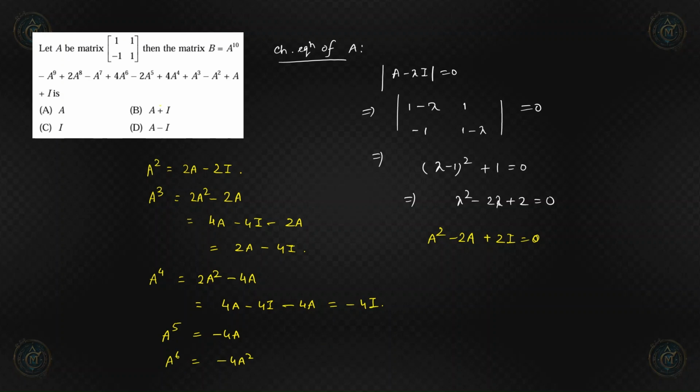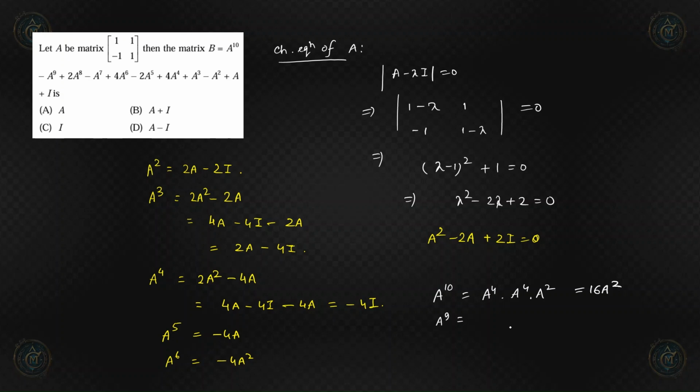So we can simplify these terms in terms of a square, a and i, right? So let us write this. We can say a to the power 10 will be what? A to the power 10 will be a to the power 4 into a to the power 4 times a square. And a to the power 4 is minus 4i, that means this will be minus 4i times minus 4i, that means 16i, right? So 16i times a square will be 16a square. Then we get a to the power 9.